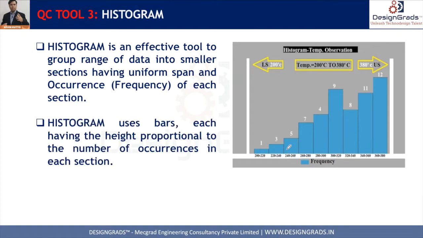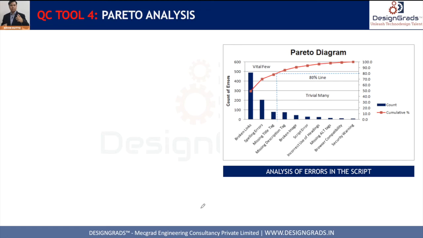Histogram uses bars, each having height proportional to the number of occurrences in each section. Histogram is very important information when we go for Pareto principle. Pareto analysis or Pareto principle is another very important QC tool. So far we use checklist, histogram and process flow diagram in order to collect the data. But out of the collected data, which data is very critical in terms of giving the output? This analysis could be done easily with the Pareto analysis or Pareto principle.